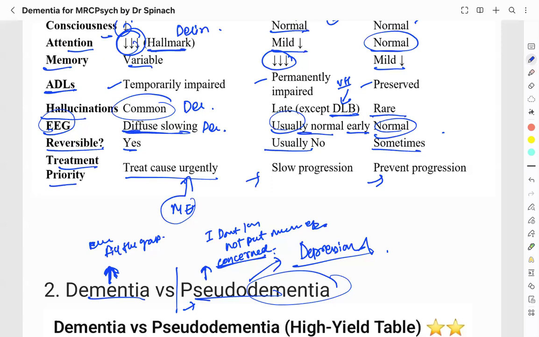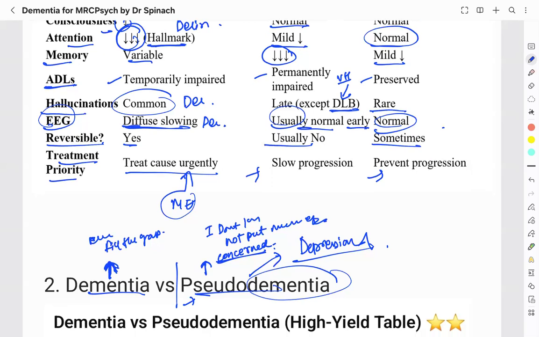Other symptoms of depression, like the biological symptoms, the sleep, the appetite, the energy, could be impaired even in dementia. BPSD, the behavioral and psychological symptoms of dementia, can happen.